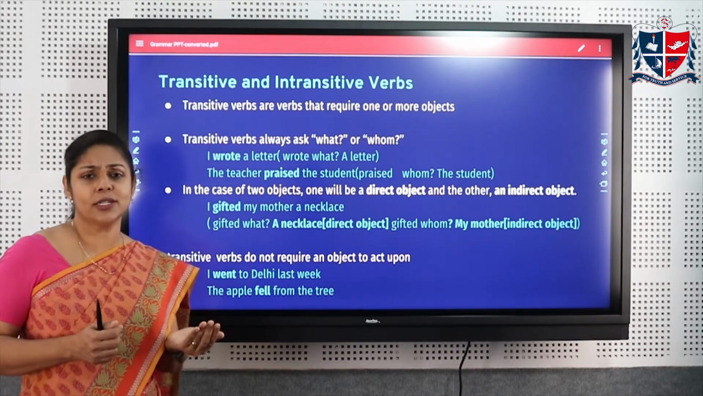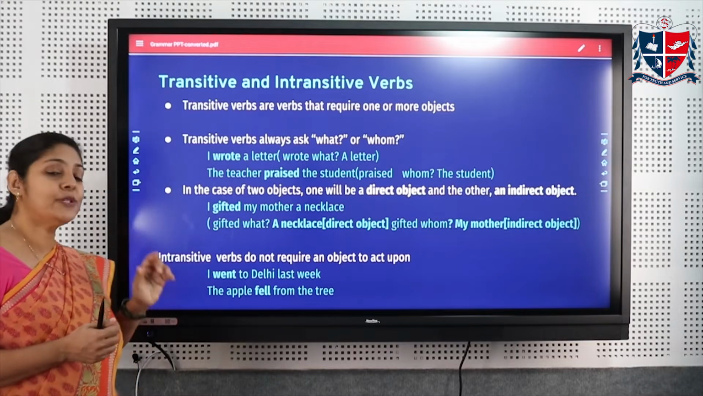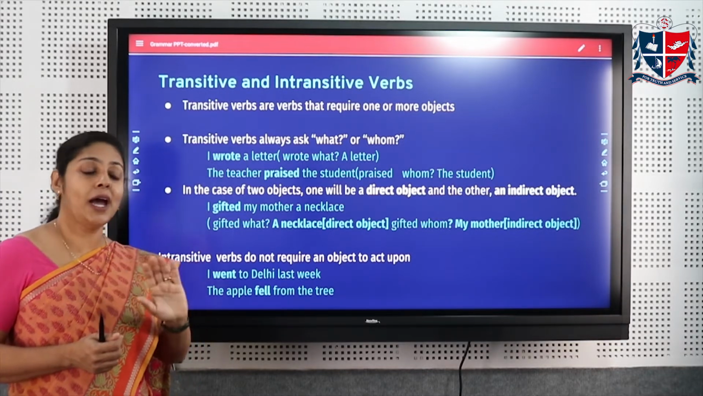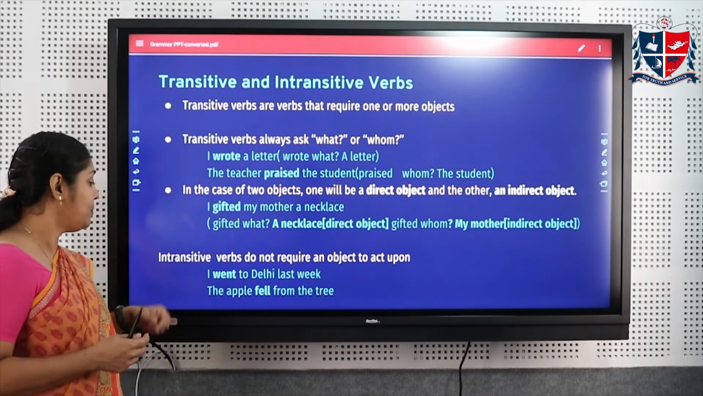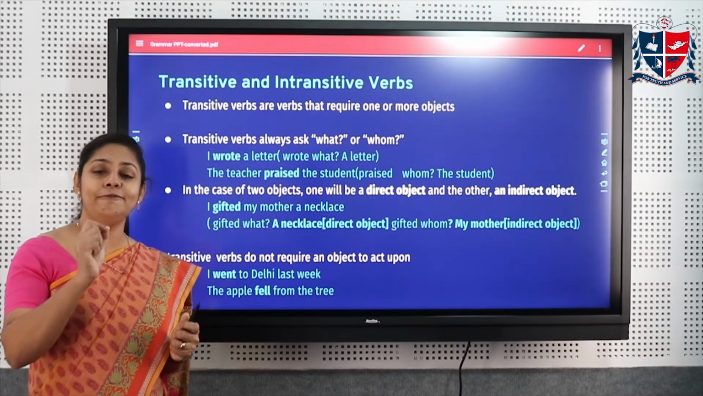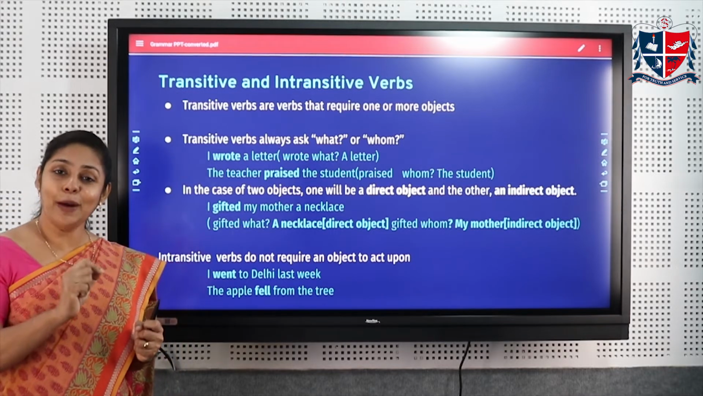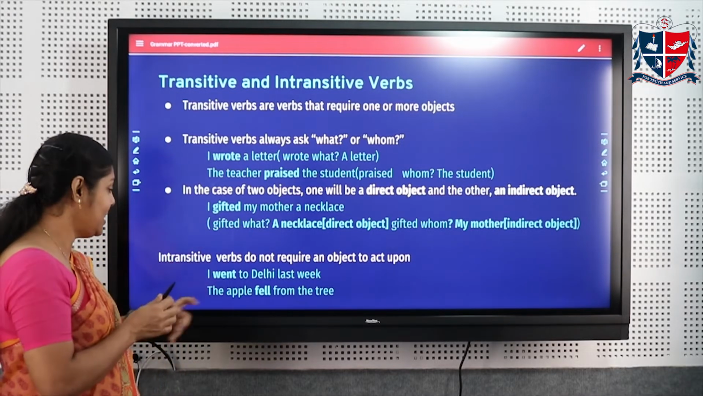And what are intransitive verbs? Intransitive verbs are verbs which do not have an object. They do not require an object to act upon. For example, the apple fell from the tree. Fell is the verb here.